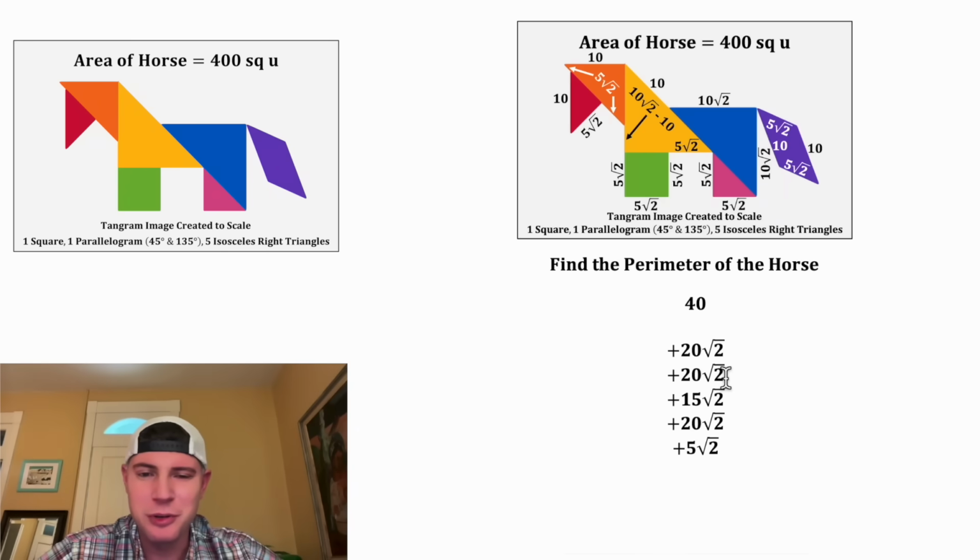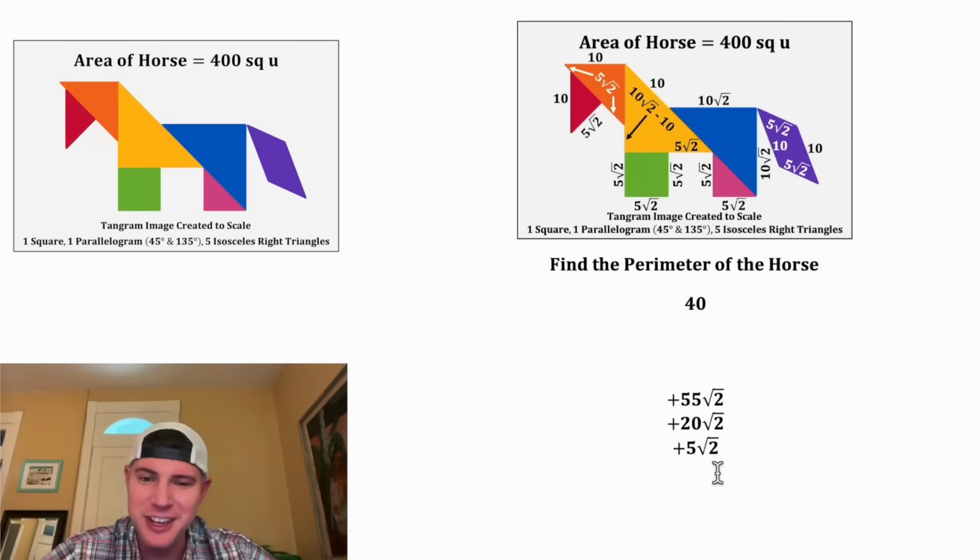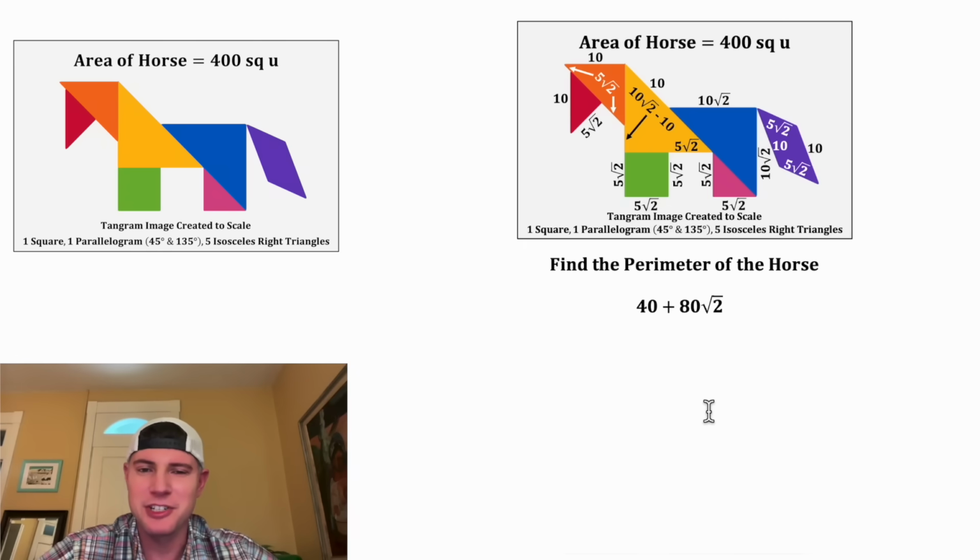20 root 2 plus 20 root 2 is equal to 40 root 2. 40 root 2 plus 15 root 2 is equal to 55 root 2. 55 root 2 plus 20 root 2 is equal to 75 root 2. And 75 root 2 plus 5 root 2 is equal to 80 root 2. And that is the answer to our question. Let's give it a label of units and put a box around it.